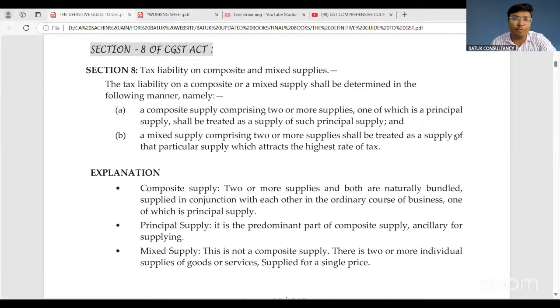In case of mixed supply, if you are going to issue the invoice separately, in that case the same will not be treated as mixed supply. You are making two individual supplies, then they are rated respectively.